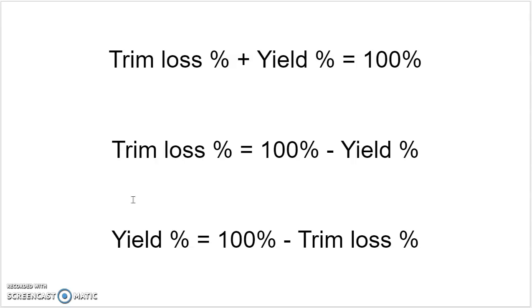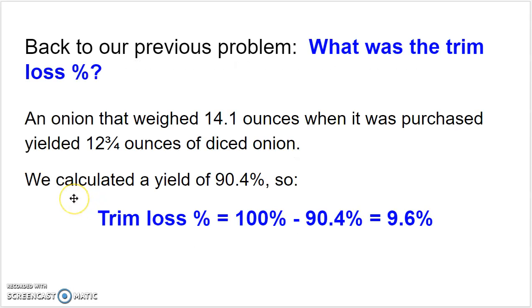If the amount you know, which I think is probably more likely, is what part's left, in other words, the EP, then you'll just use the normal yield percent formula. So just as an example, if we go back to the problem we just did, we calculated a 90.4% yield percent. So that means the trim loss percent is 100 minus 90.4%. So it means our trim loss percent is 9.6%.